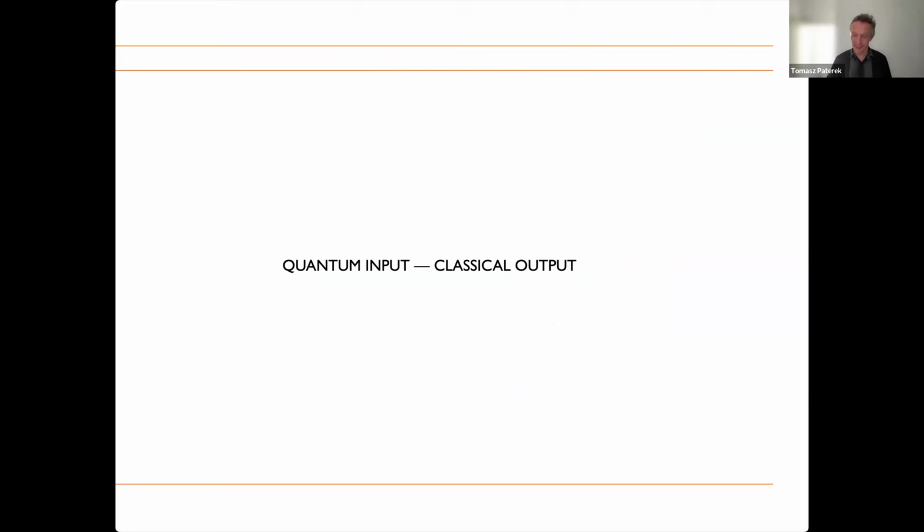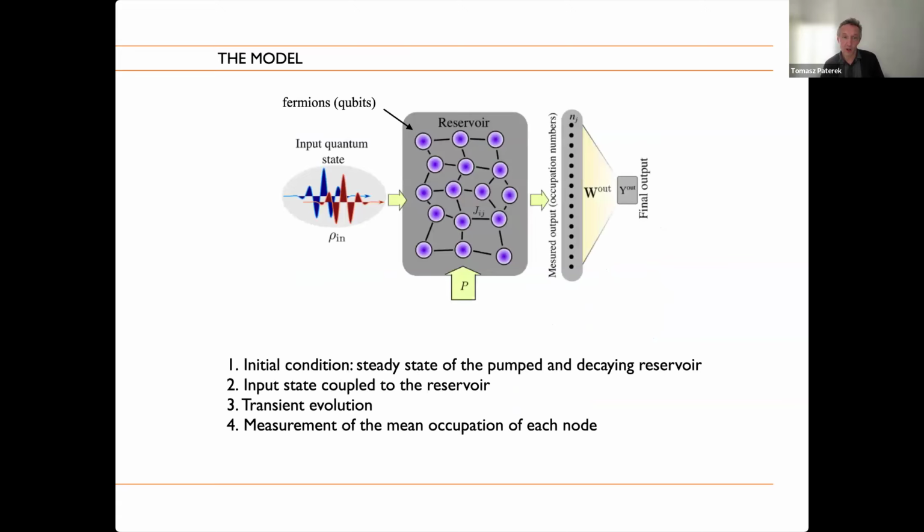Okay, so let me just give you a concrete example of what this can do. Let's shoot some quantum state into a network, and let's look at the classical output. A concrete problem could be that I have a quantum system here. Let's say it is light, for example, two modes of light, which here I draw as blue and red, the initial quantum state. Then we have this reservoir, which is a bunch of qubits.